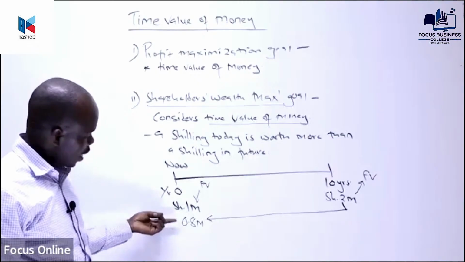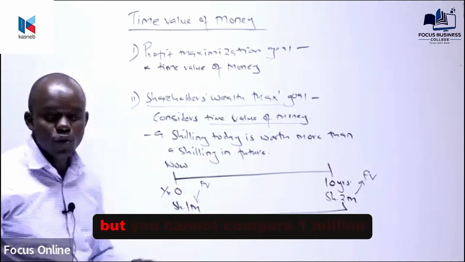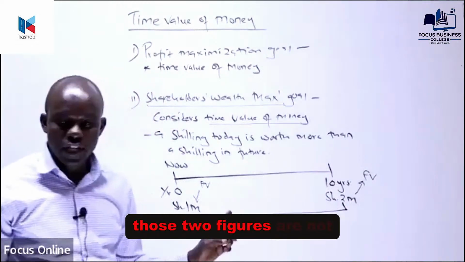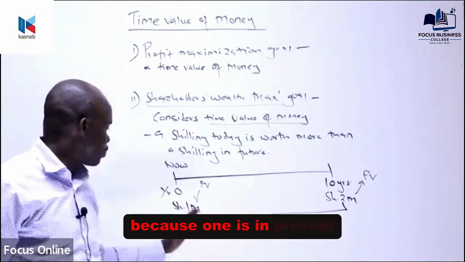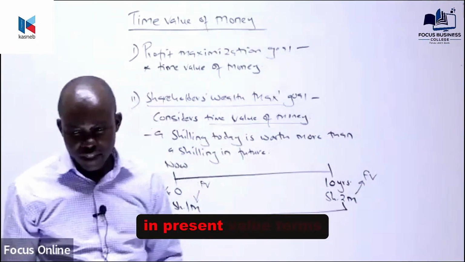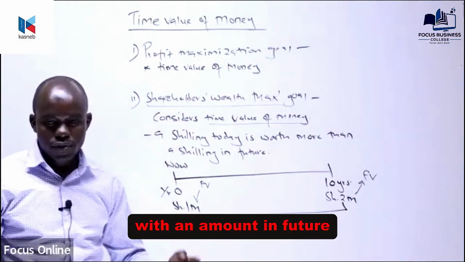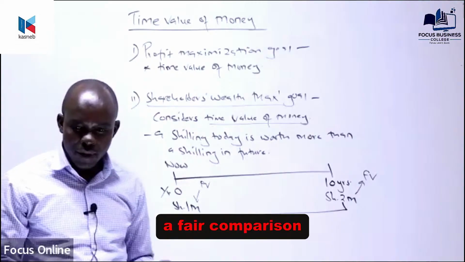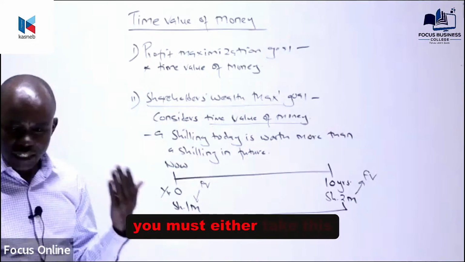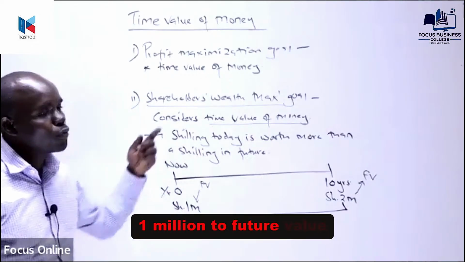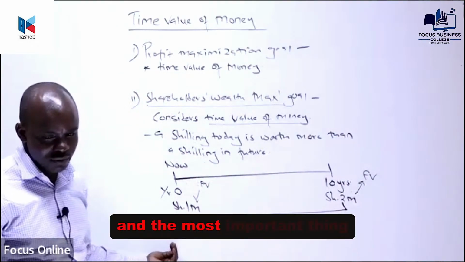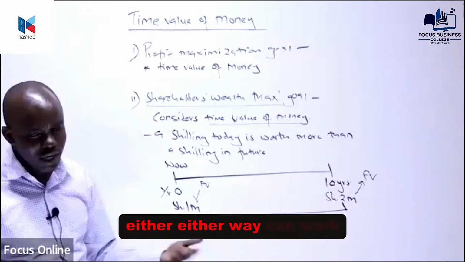Are we together? You would rather go for the 1 million shillings today, but you cannot compare 1 million and 2 million. Those two figures are not comparable, because one is in present value terms, the other one is in future value terms. You cannot compare an amount in present value terms with an amount in future value terms. If you want to form an even ground for comparison, you must either take this 1 million to future value, or bring this 2 million to present value. Either way can work.